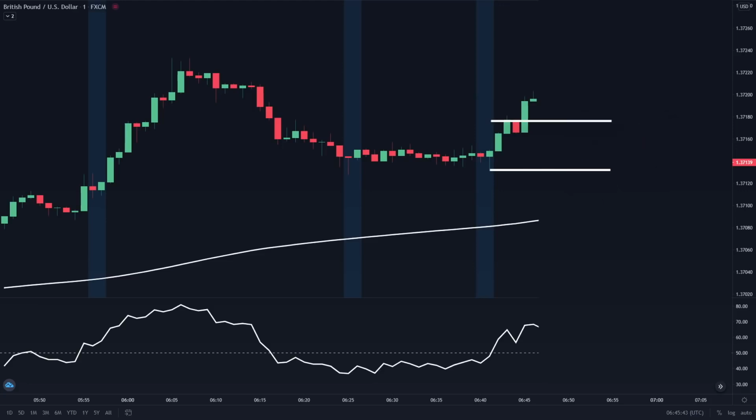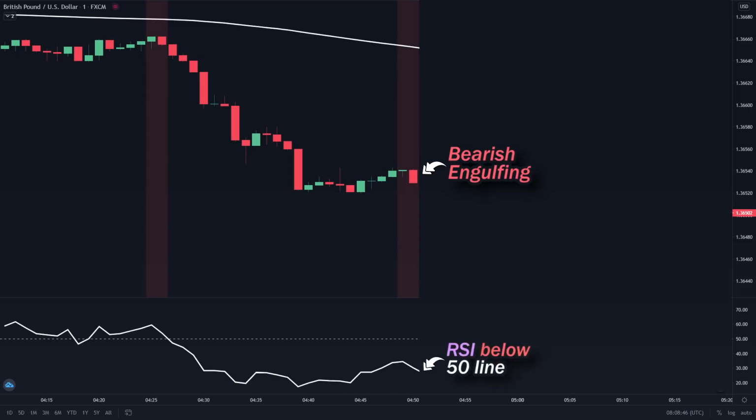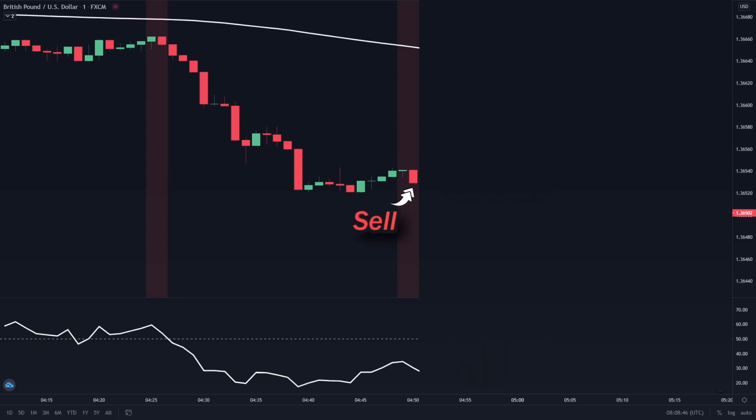Let's look at another example. In this chart, we can see that the price is below the 200 EMA, meaning we only take signals from the bearish engulfing patterns. Then, we can spot that the bearish engulfing pattern has formed, and the RSI is also below the midline. And so, you want to take a sell position here. Next, you set your stop loss above your entry candle, and for your profit target, you set it at 2 times your stop loss. And voila, this ended up being a profitable trade.